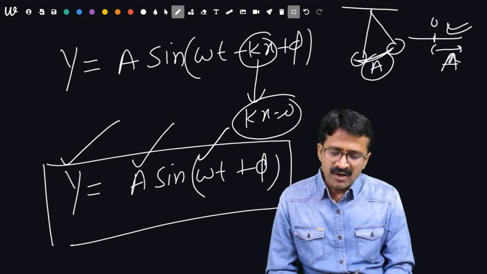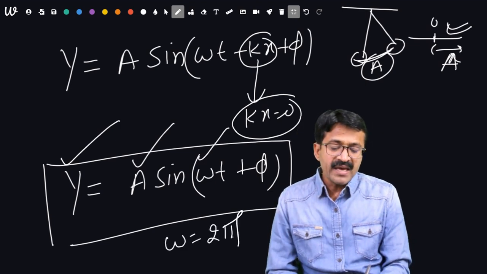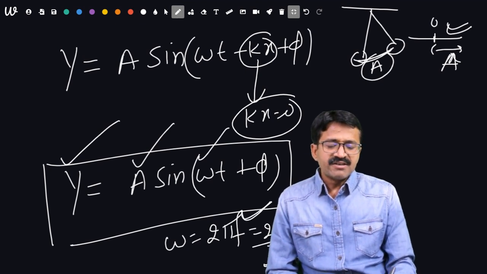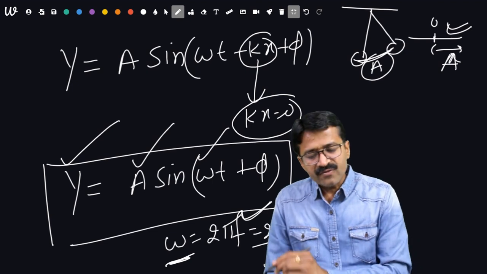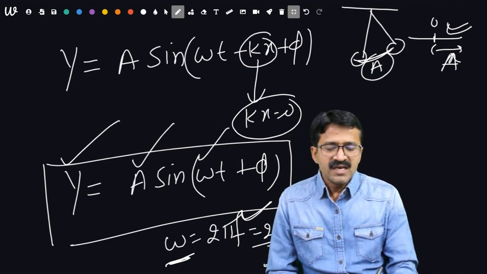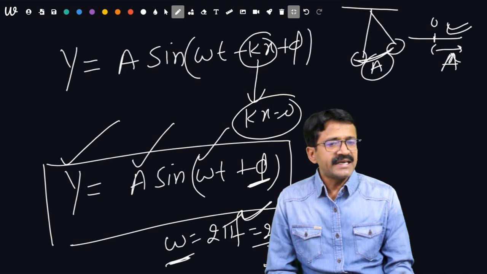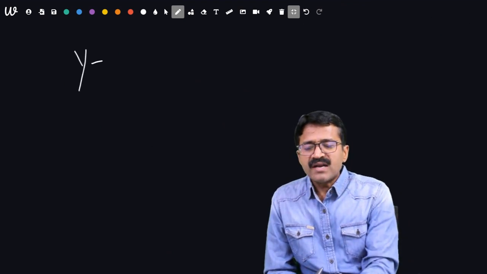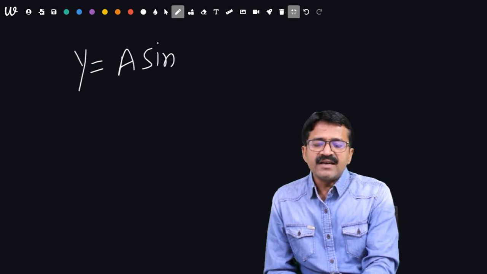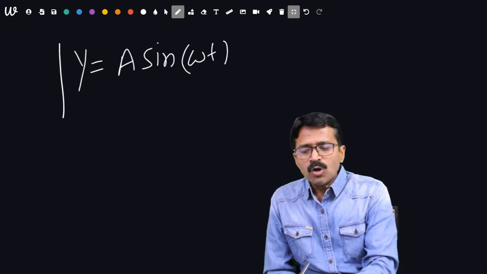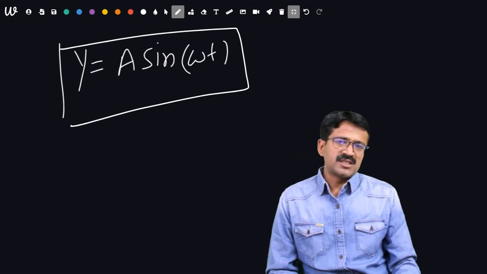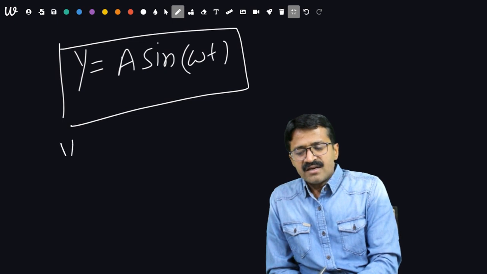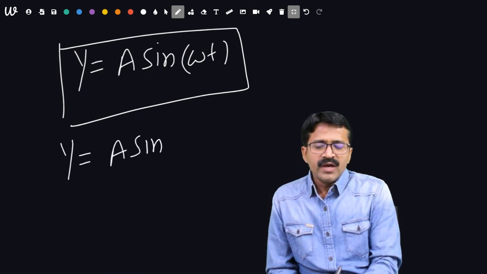This is the displacement of a particle in SHM. Omega is angular velocity. Omega can be 2πf or 2π/T. Remember, f is frequency, T is time period, and omega is angular frequency, angular velocity. Phi is the phase difference. You can take it as the initial phase difference. If the initial phase angle is 0, then y will be A sin ωt only.